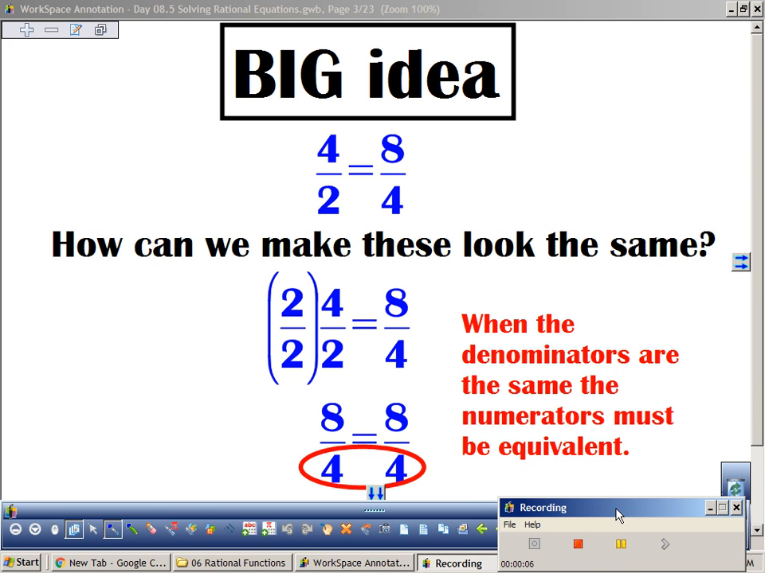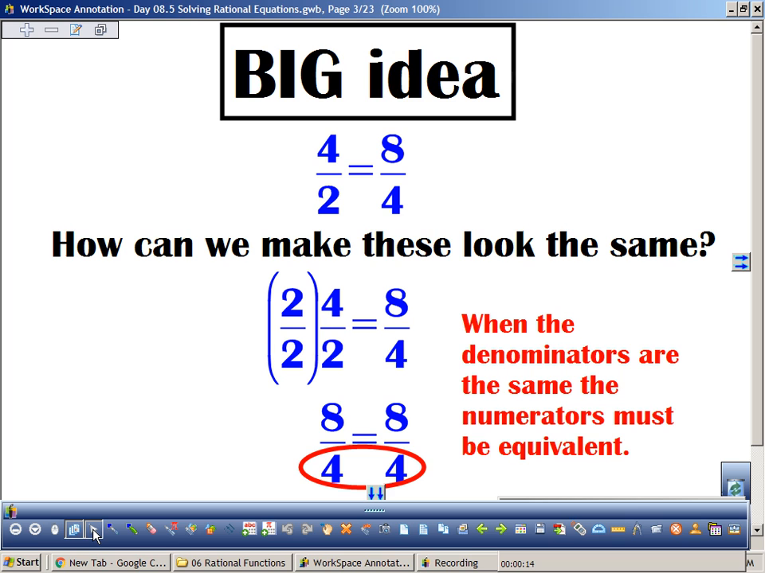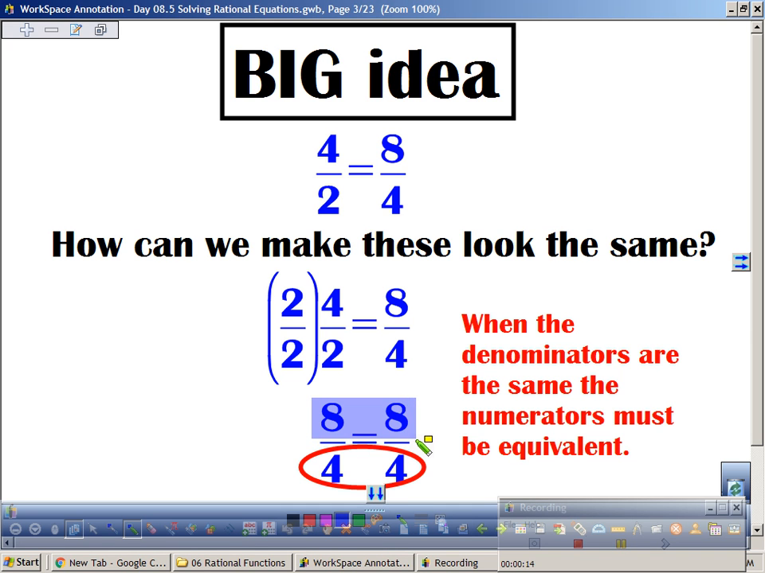All right, so let's look at what our big idea was yesterday. Our big idea was that once we get to here, we had 4 over 2, which is 2, I already know, and 8 over 4, which is 2. But if I wanted to make them look the same, we discovered that our numerators would be equivalent as well. As long as our denominators matched, our numerators match too. And everybody's attention up here.